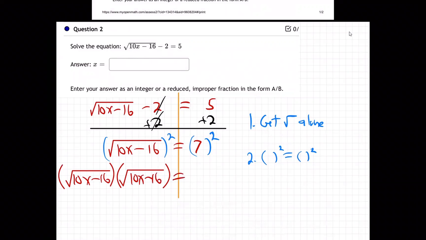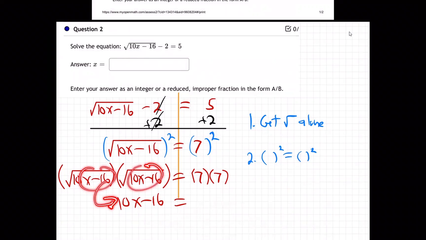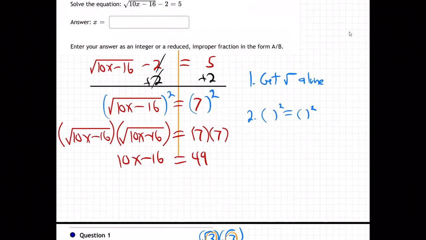The other side, it's going to be 2 of the 7s. Okay, like that means 2 of them. And then what is the left side? The left side is just one single 10x minus 16 out of the root. Because that's what square roots are. They're a 2-for-1 deal, right? 2 10x minus 16s in roots lead to 1 10x minus 16 out of the root. What about the other side? 7 times 7 is 49. So now that the root's out of there, we can just solve it a little more easily.